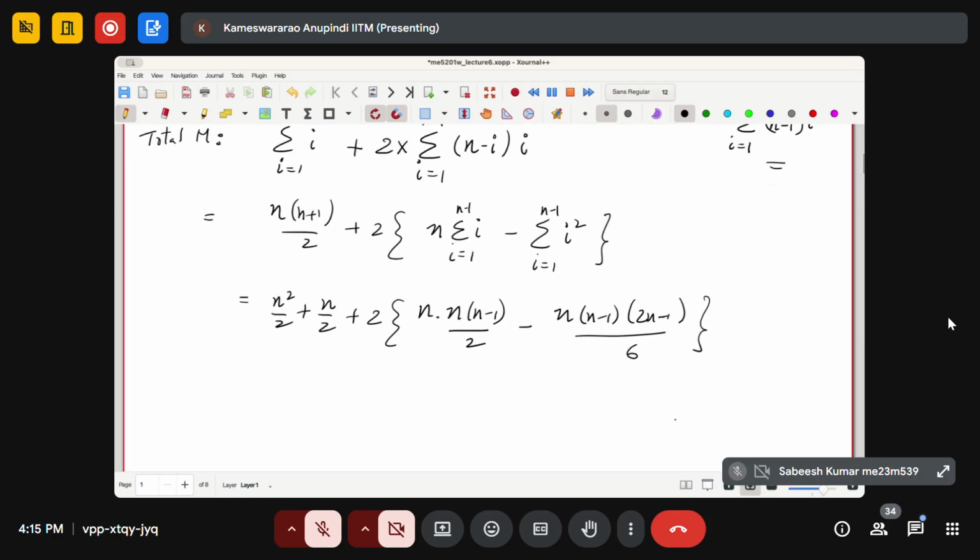So if I simplify this further, we get n squared by 2 plus n by 2 plus n cube minus n square divided by 2 multiplied by 2, so the 2 is gone. And then we have minus, this is going to be 1/3, right? 2 times 1/6 is 1/3. And this is basically going to be n times 2n squared, that's going to be 2n cube, and then we have minus 2n minus n minus 3.